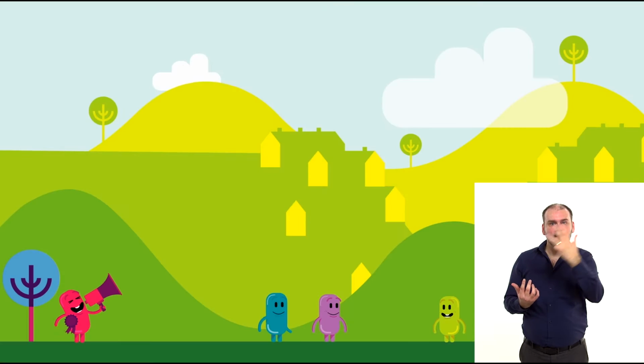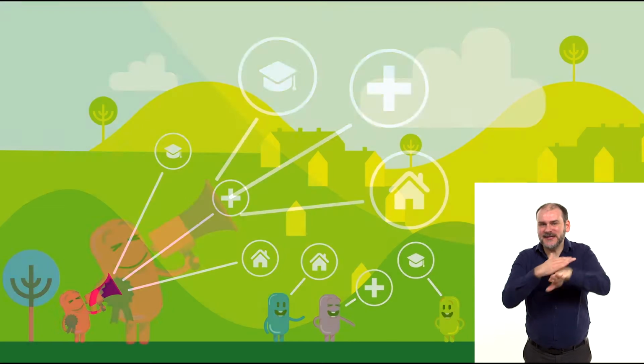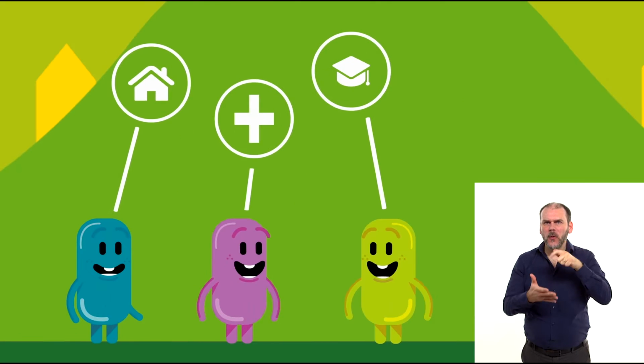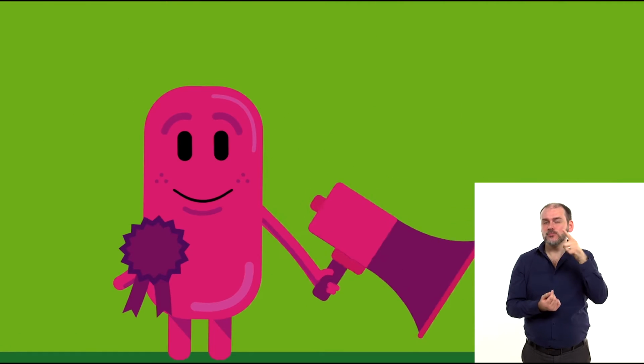Working out the constituency vote is easy. People vote for the person whose ideas they like the most, and the person with the most votes wins. This is called first past the post.